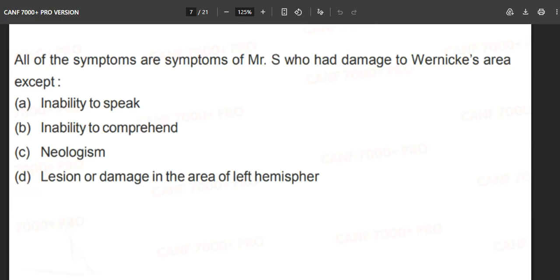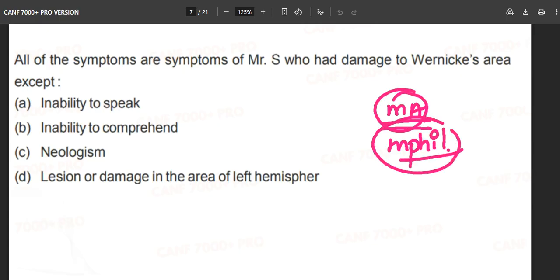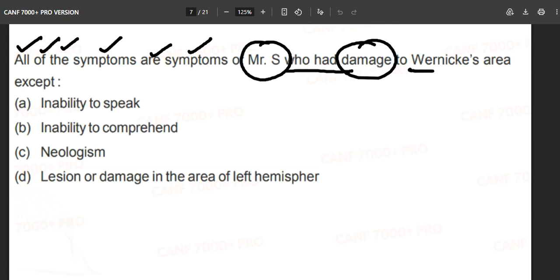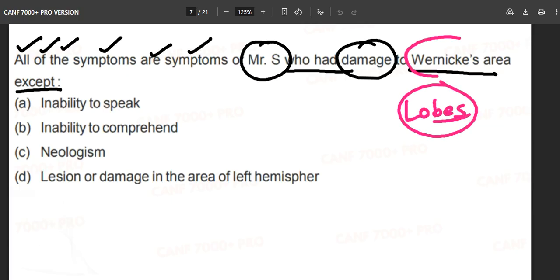Okay, now this is the question right now in front of you, and this has appeared in your MA Clinical Psychology or M.Phil previous year question. Okay, this is a PYQ for you. It means it is important. The question says that all of the symptoms are symptoms of Mr. S who had damage to Wernicke's area except. Now the main topic in your lobes right now is your Wernicke's area. Along with that, there is one more topic called Broca's area.